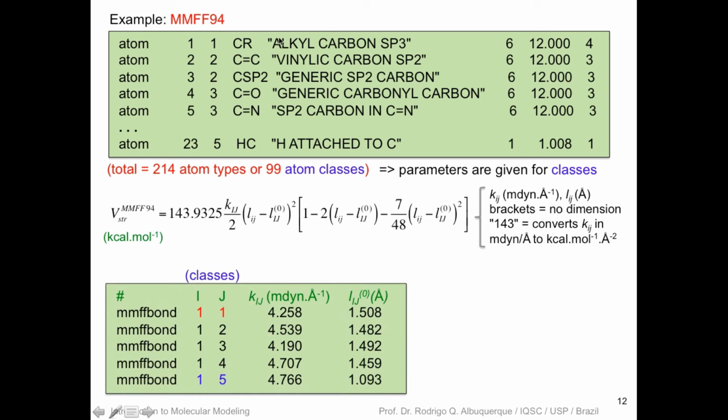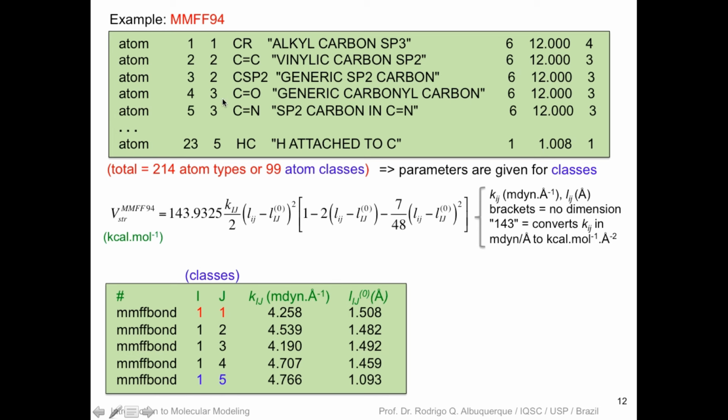If you go down in the same file, this is a very big file, there are the attributions of all atom types, and then you can find the parameters. For instance, here in this line you find the atom classes, sorry. So the parameters are given for classes. So class 1 with class 1. So this is a bond stretching involving 2 alkyl carbon sp3 atoms. There's a force constant in this unit, and there's the reference bond distance.